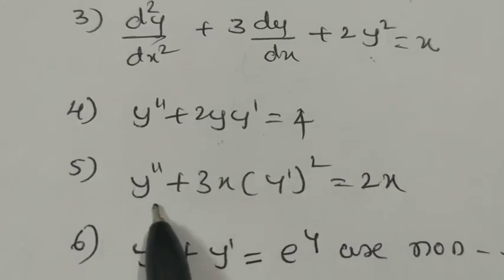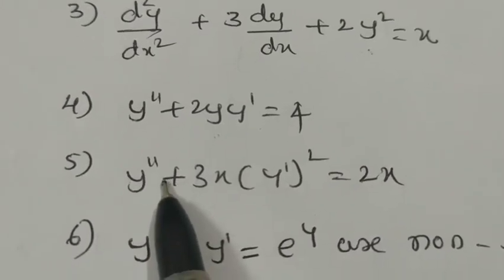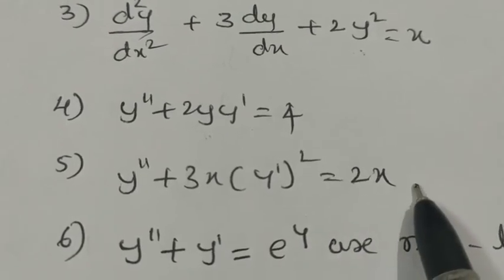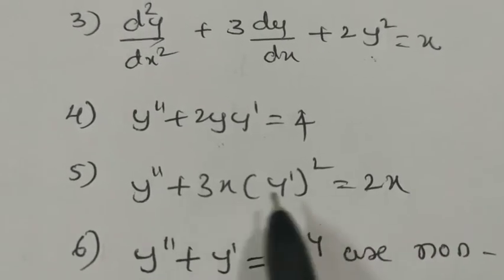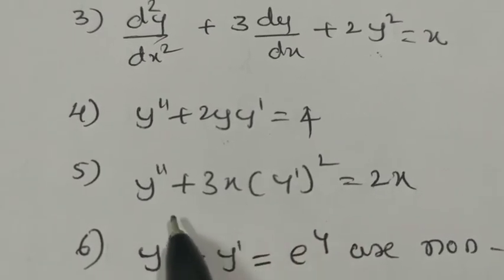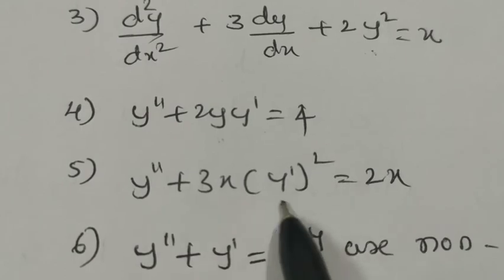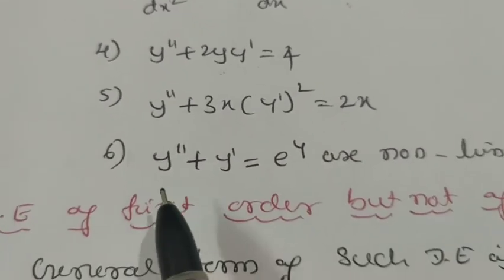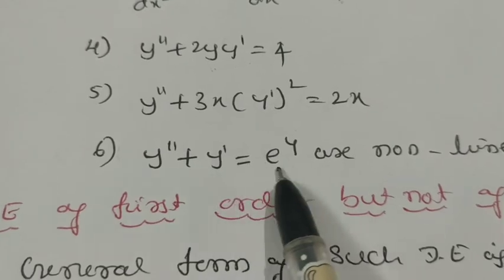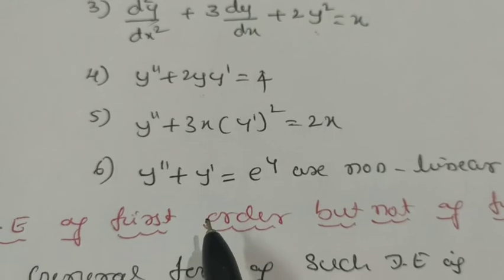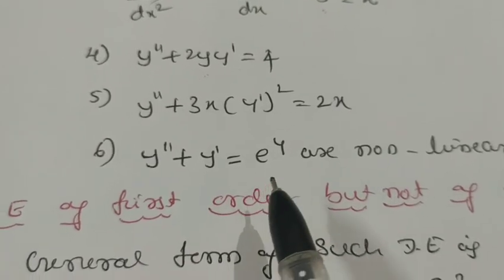And here y double dash plus 3x into y dash whole square is equal to 2x. Here we have a product, and the y dash term is squared. And the last one is y double dash plus y dash is equal to e raised to y. These are all examples of non-linear differential equations.